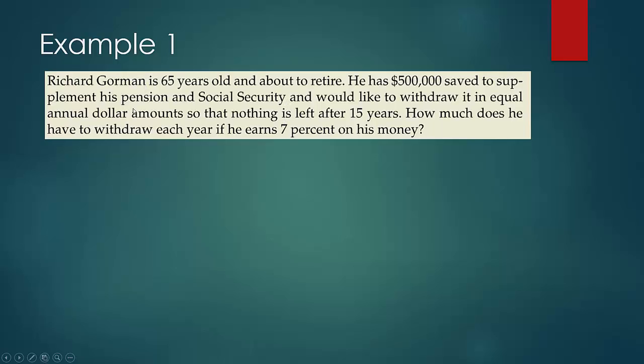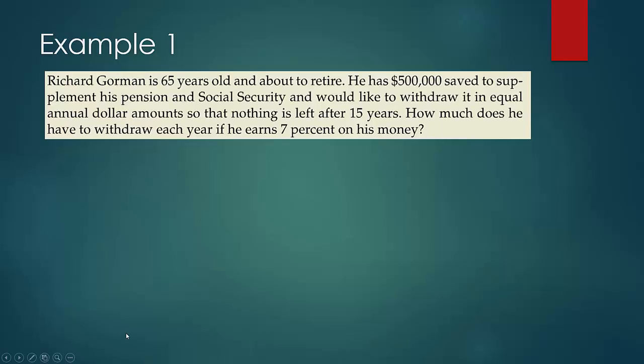He has 500,000 saved to supplement his pension and Social Security and would like to withdraw it in equal annual dollar amounts so that nothing is left after 15 years. How much does he have to withdraw each year if he earns 7% on his money? Now, obviously, this is some kind of annuity problem because we're talking about withdrawals of annual amounts, which is kind of solving for payments, right?